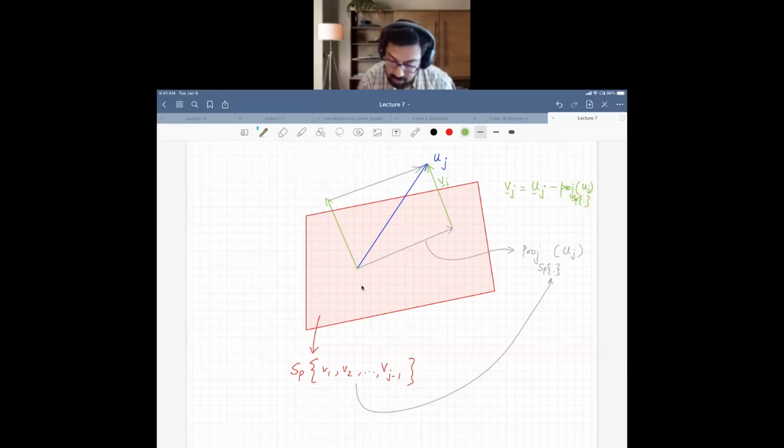And of course, these are perpendicular. So I can also say this is 90 degrees there. That is 90 degrees there. That's it.